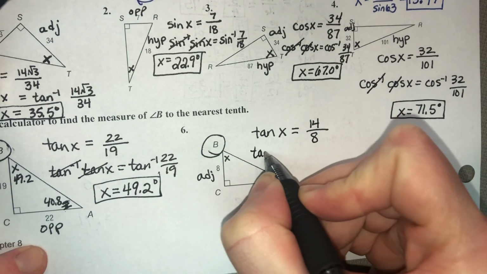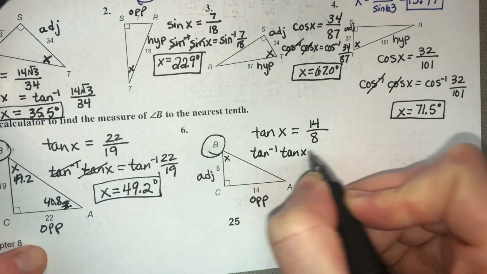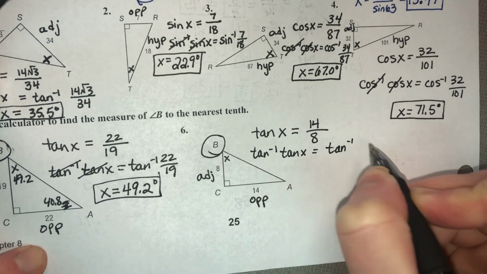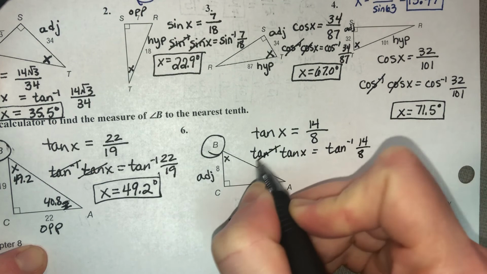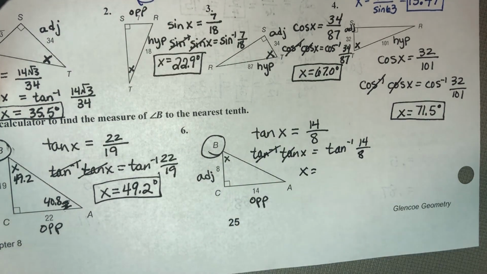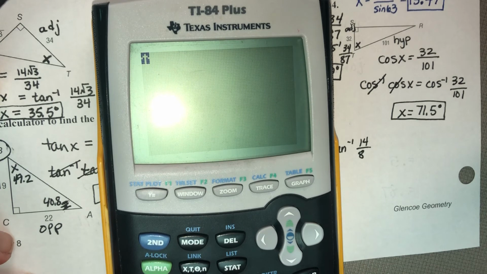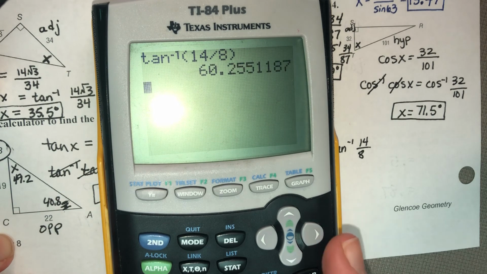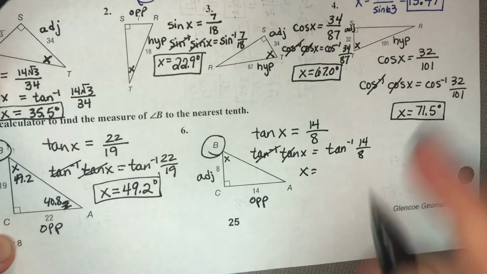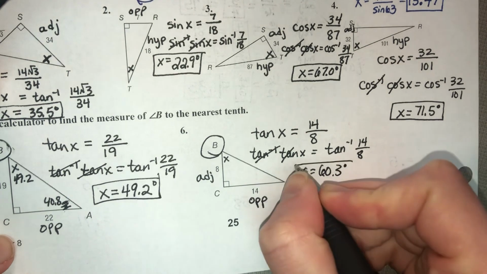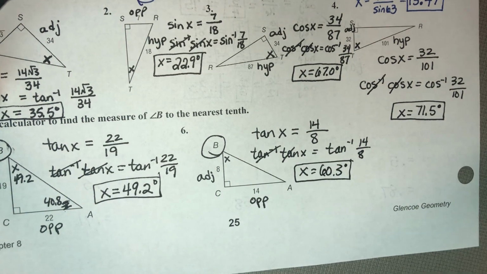And I'm going to do the inverse tangent to both sides to get the x all by itself. So I'm going to go to my calculator and type second tangent 14 divided by 8, and that gives me 60.3. X equals 60.3 degrees. All right, now you know how to use the trigonometry functions sine, cosine, and tangent to calculate the measures of a missing angle on a right triangle.